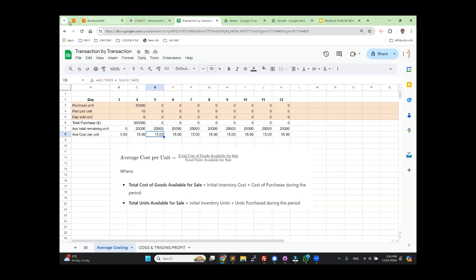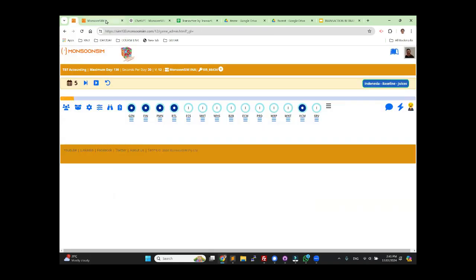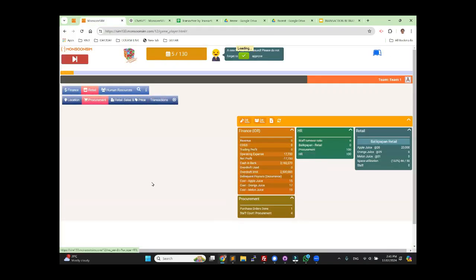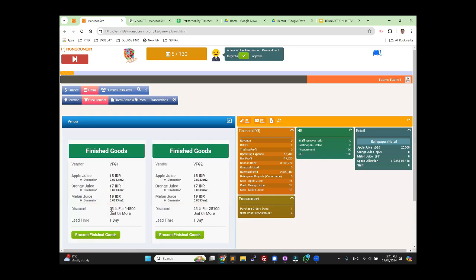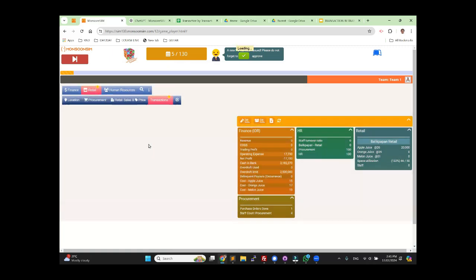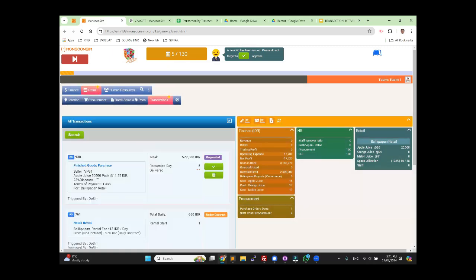Now I'm going to simulate buying in bulk. Let's suppose I'm going to buy a lot now because there's a 23% discount. So on day 5, I'm going to buy a lot. Let's say 50,000 because I want to enjoy the discount. So I'm buying 50,000 on day 5.